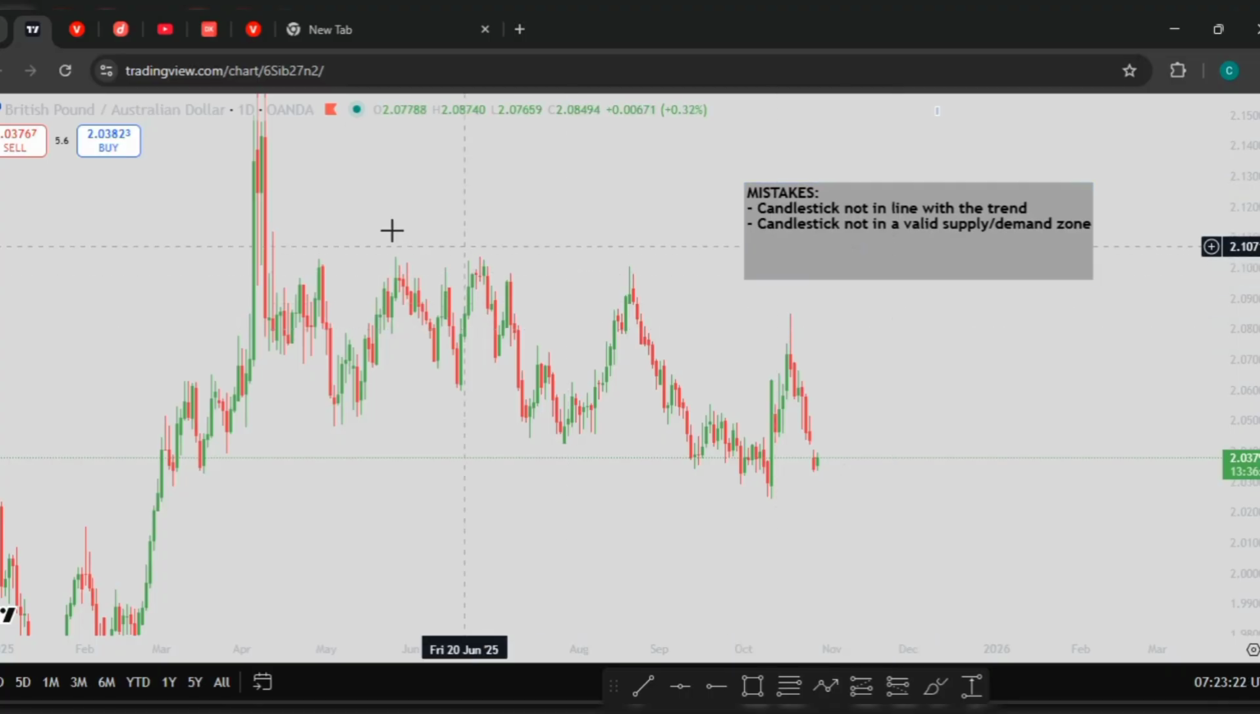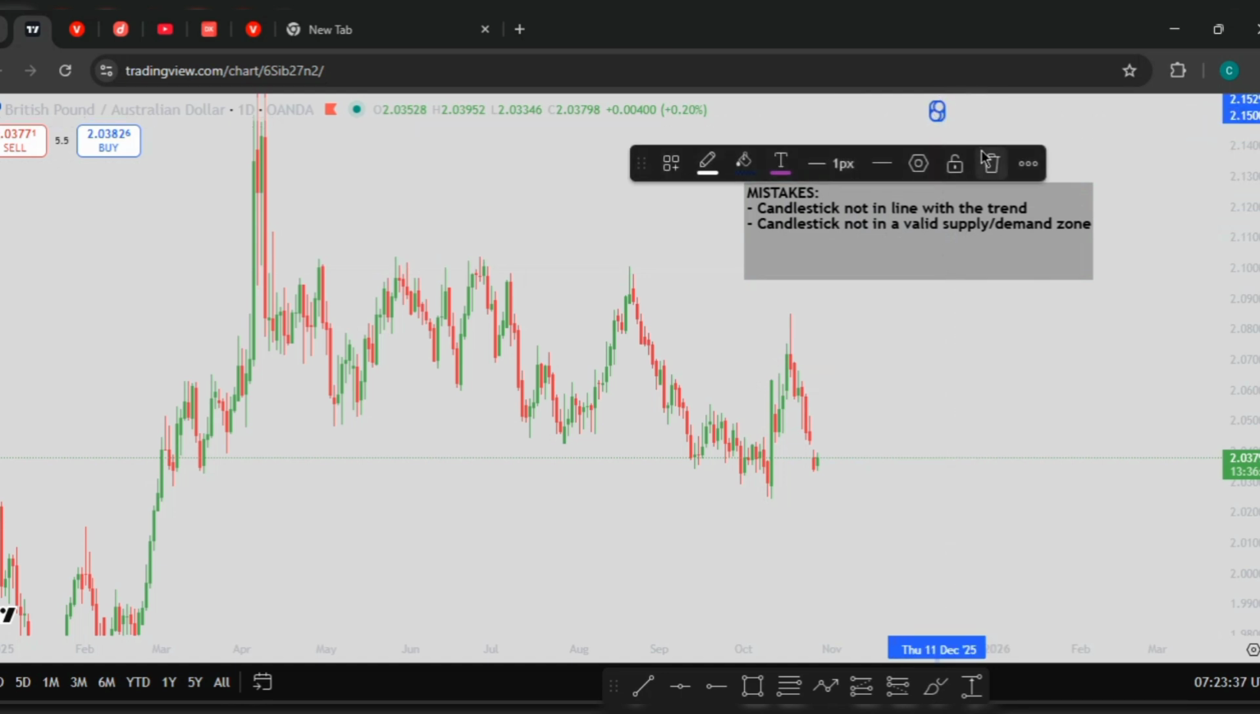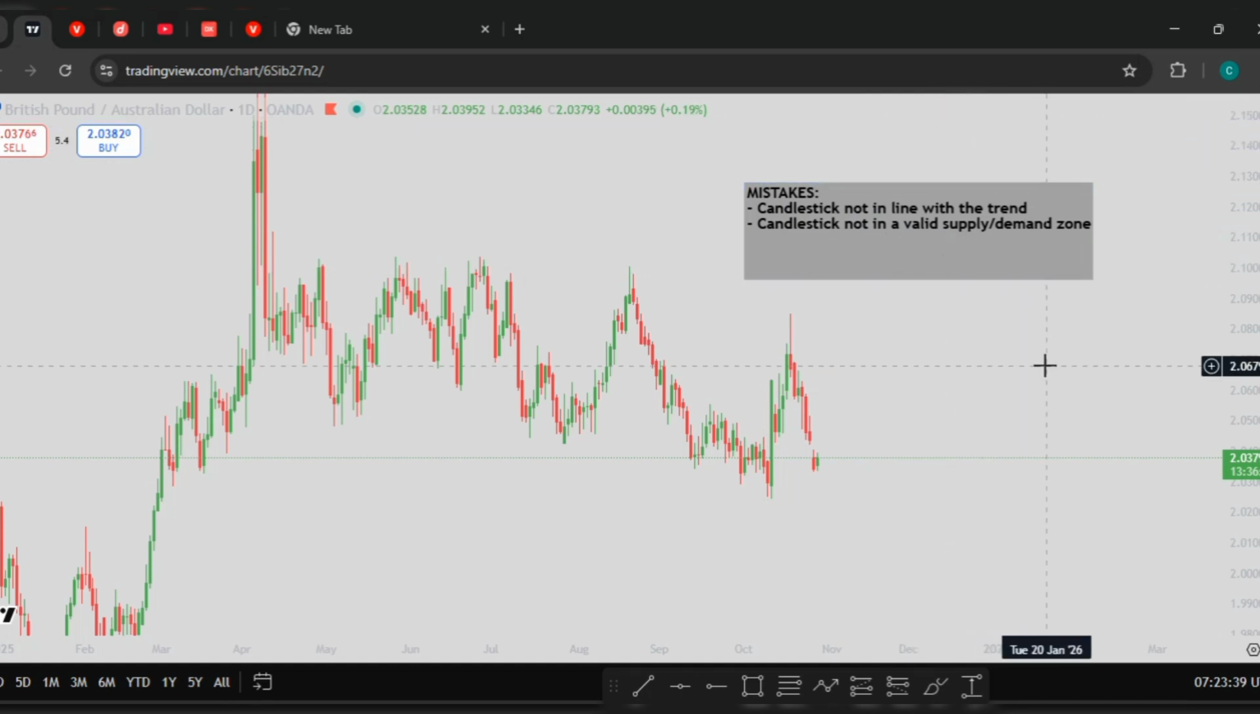This is GBP on the daily time frame, and I'm going to break down the two mistakes that traders make while using candlesticks, and I'm going to give you the solution to trading candlesticks properly in the market. Now, the first mistake traders make is trading candlesticks that are not in line with the overall market trend.